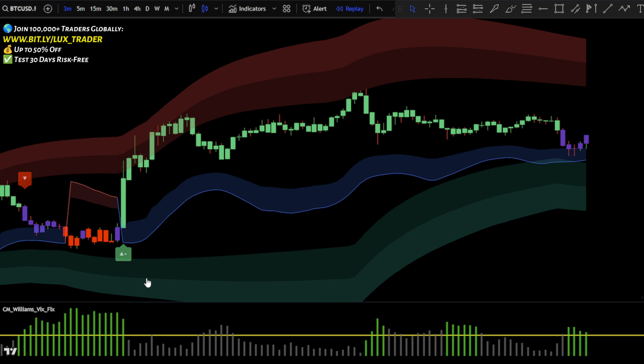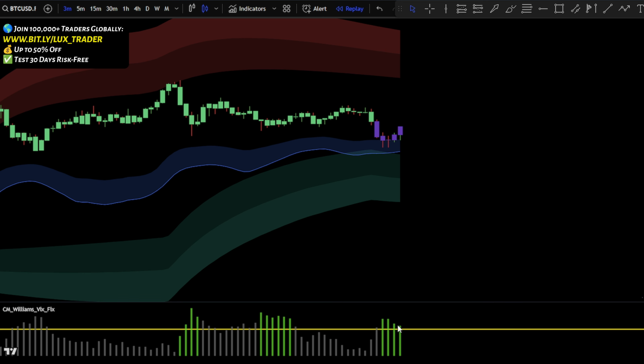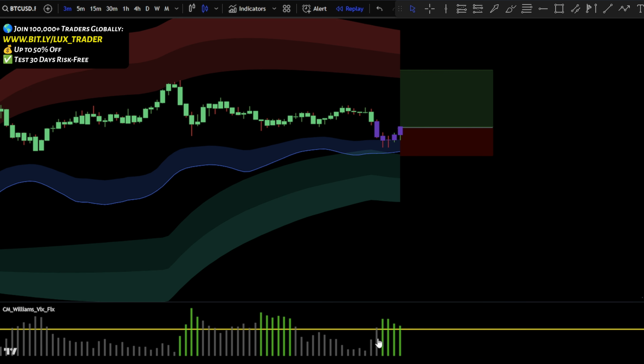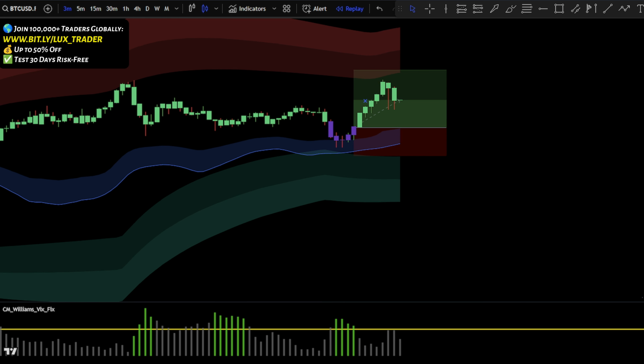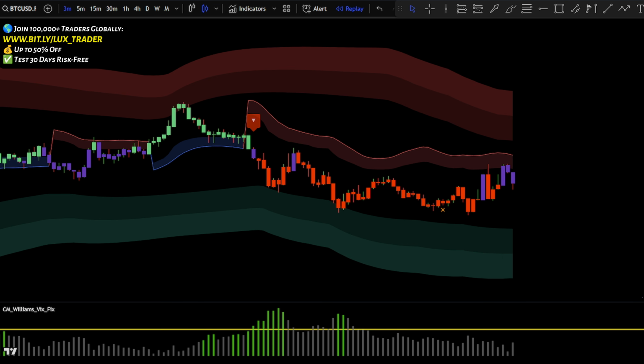Here's another buy trade, and we follow the same criteria. A buy signal, price entering and exiting the red reversal band, and the price action bouncing off the smart trail. And finally, a green candle within the CM Williams indicator. Remember, we use the smart trail for stop loss placement and target a 1 to 2 risk to reward ratio for taking profit.